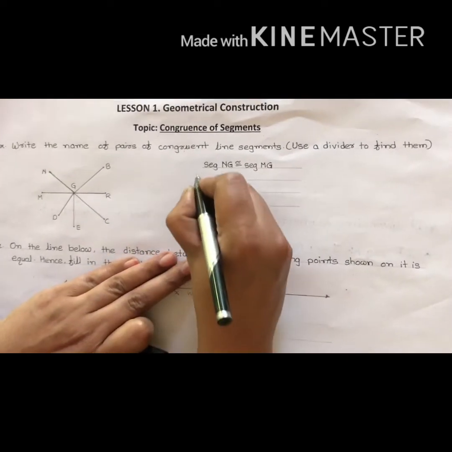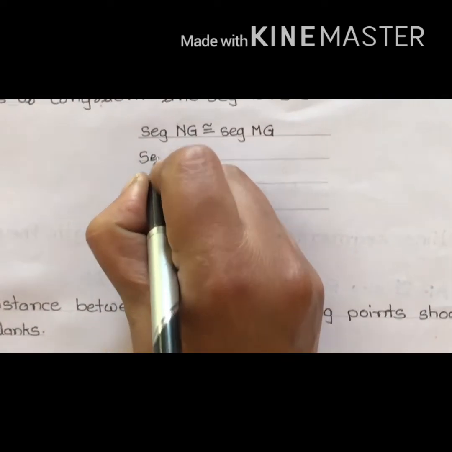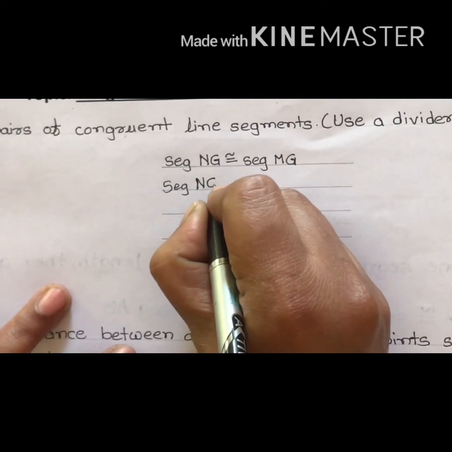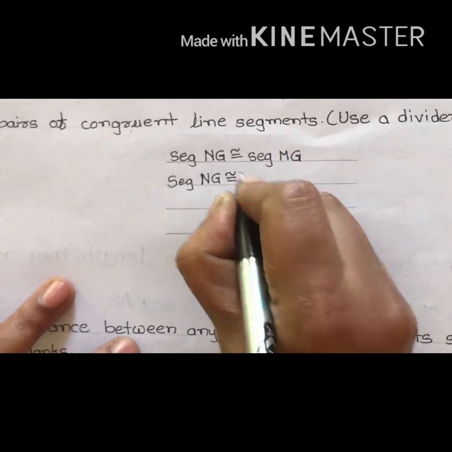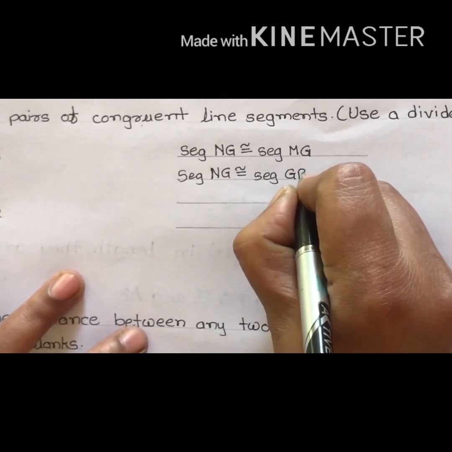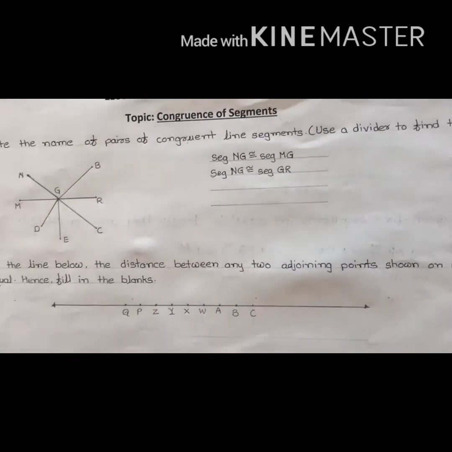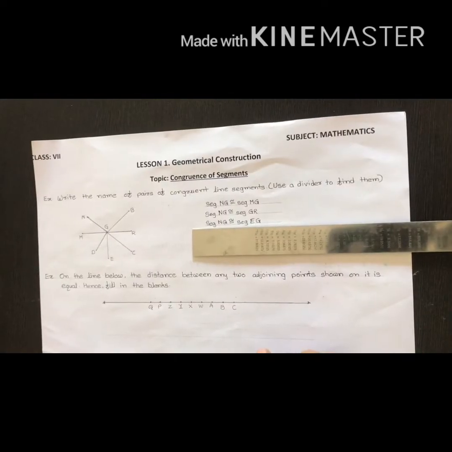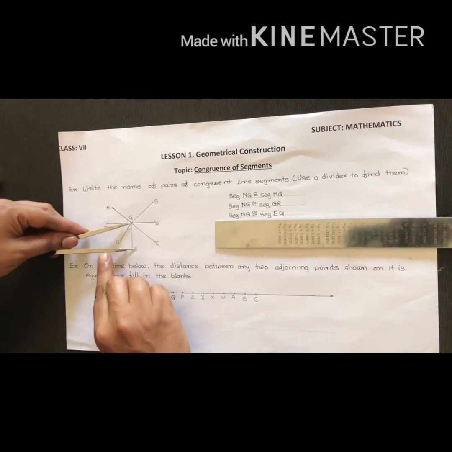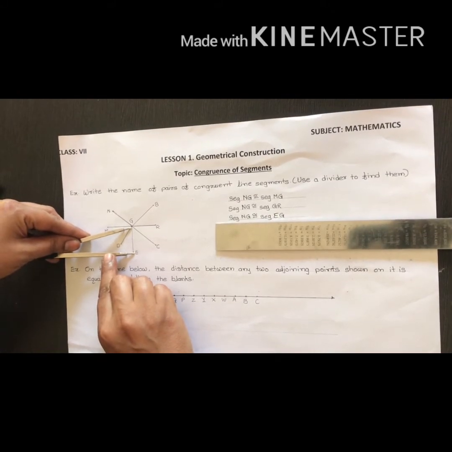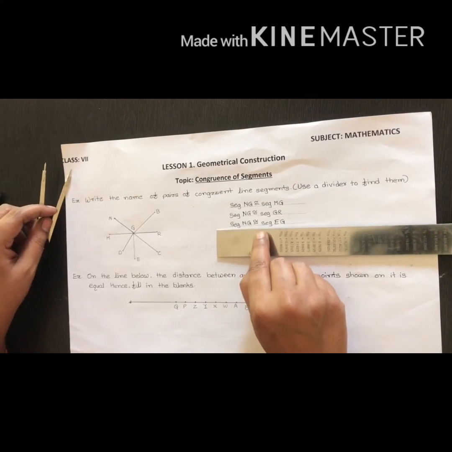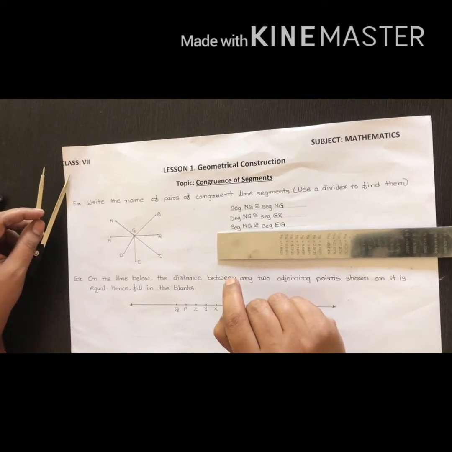So, we can write segment NG congruent to segment GR. Segment NG is similar to segment EG. So, we can write segment NG congruent to segment EG.